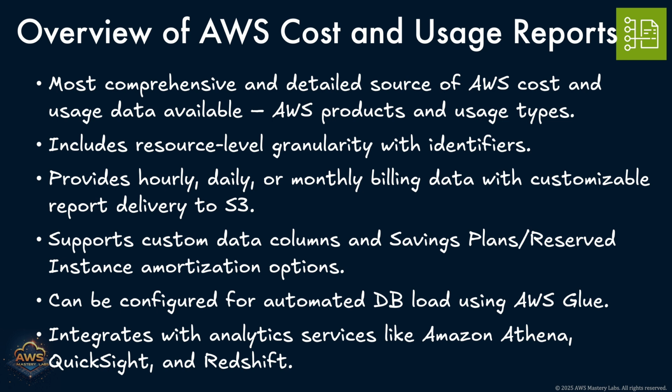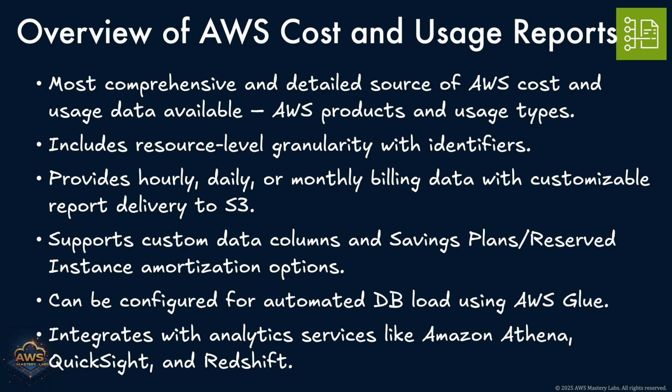It breaks down your usage into line items for every unique combination of AWS service, usage type, and pricing dimension. That means you can see exactly how much you're spending on things like EC2 compute time, S3 storage, or data transfer, right down to specific instance types, regions, or even hours of the day.